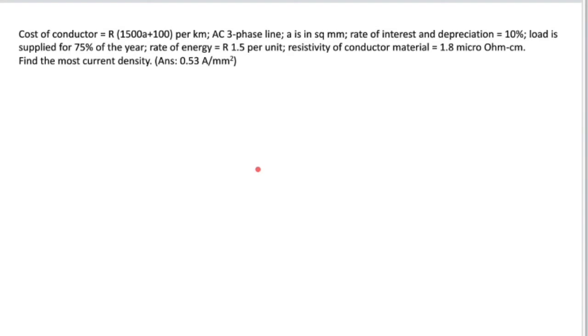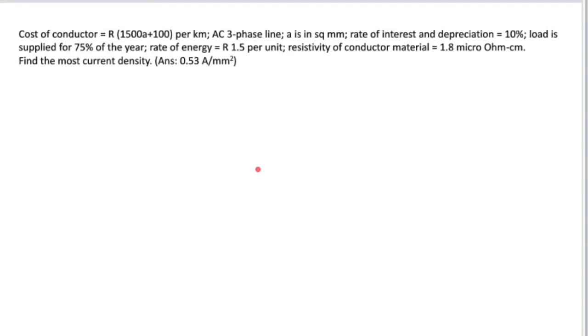Then the time, which is 8760 times 0.75 over 1000, which is times 10 to the power minus 3, for converting it to kilowatt hour, and then the kilowatt hour rate is 1.5 rand. So all of this is now going to be equated with the cost of interest and depreciation.